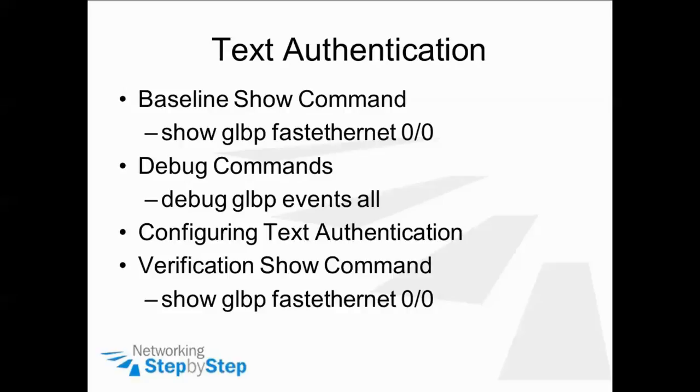interface. Then I'm going to enable a debug command of debug glbp events all to see how things unfold as I enable authentication. Then I finish with the same baseline command, show glbp FastEthernet, to see what changed. Let's look at the network topology.